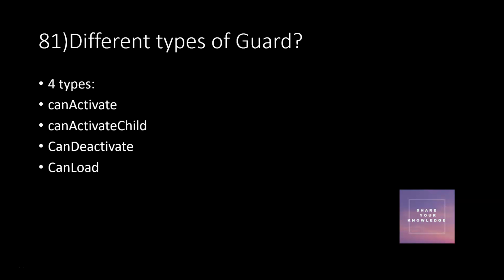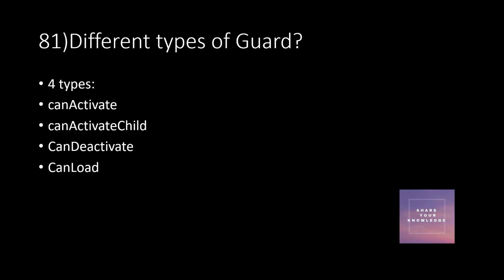So the next question is, what are the different types of guards? We have four types of guard: can activate, can activate child, can deactivate, and can load. Can activate is used for anyone going to your route. This actually guards your complete path. Maybe the home page, in our case. You can use can activate for writing logic so that you can prevent any user from going to the home page.